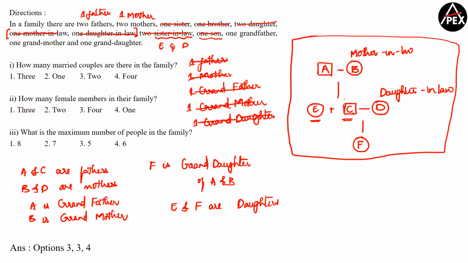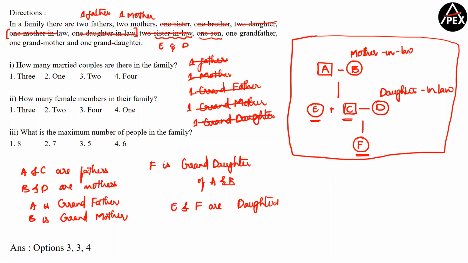Now one son, C is the son of A and B. One grandfather, A is the grandfather of F. One grandmother, B is the grandmother of F. And one granddaughter, F is the granddaughter of A. So this family tree fulfills all the relationships mentioned in the question.